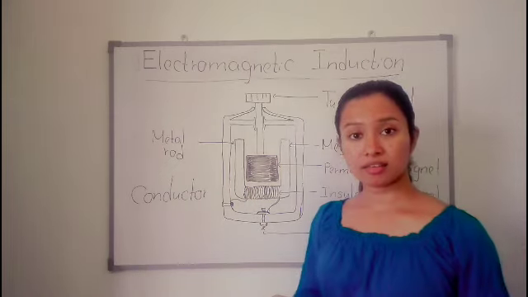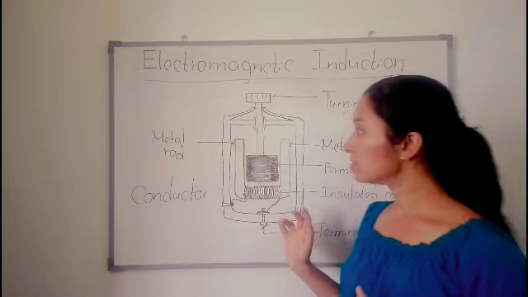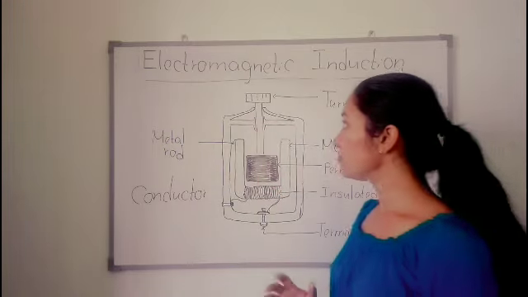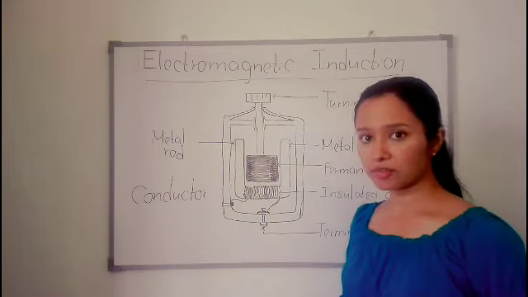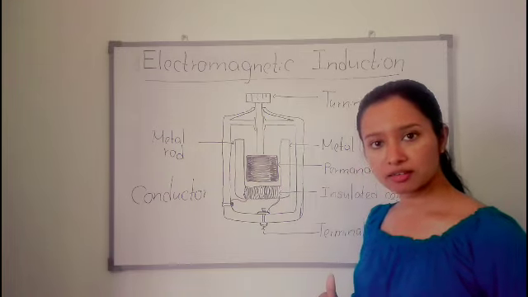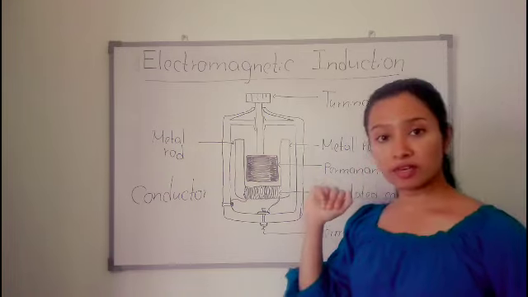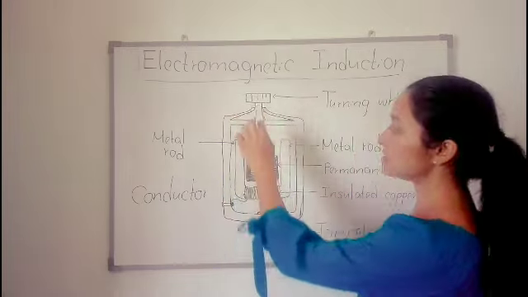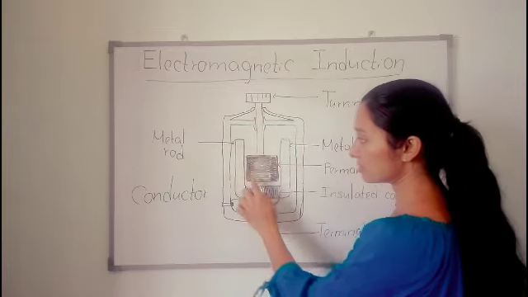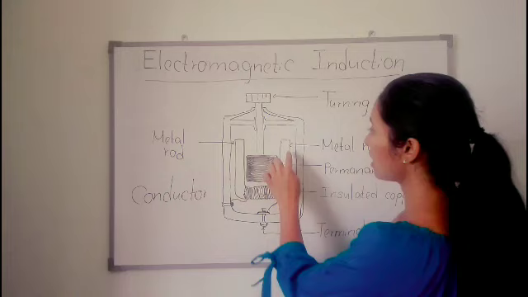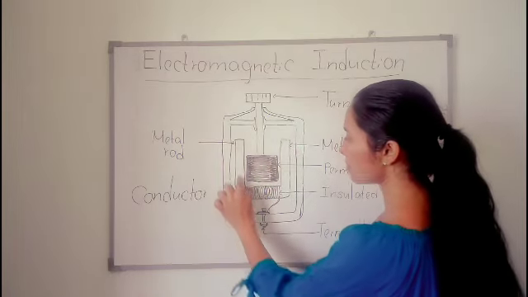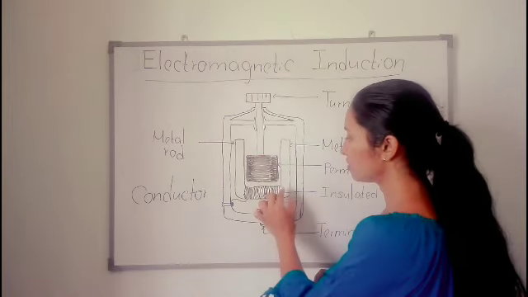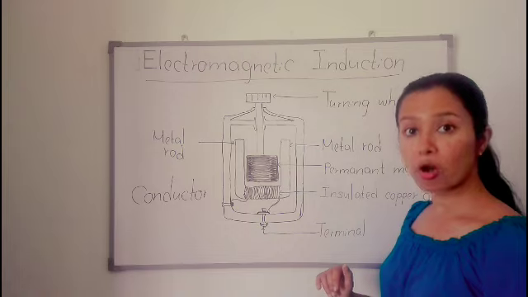So let's see what the parts of the inner wheel of the dynamo are. So this is the wheel. Wheel means the bicycle wheel. When you are riding the bicycle, the wheel is turning, rotating. This wheel is connected to the magnet. This is a magnet, okay? And this is a metal rod. Metal rod means a rod made from metal.